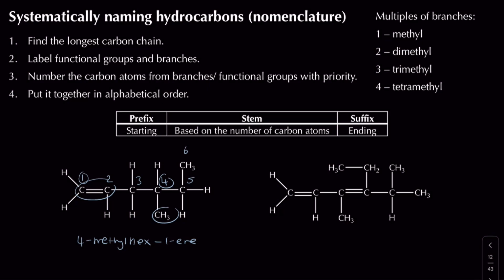Of course, it wouldn't be hex-5-ene if you were to go in the opposite direction, because we want the smaller numbers. And when it comes to groups of priority, the alkene takes priority over any branches. So the alkene, you meet it at position 1, regardless if it was at position 2 or 3, it's still going to take priority compared to any branches, any alkyl groups.